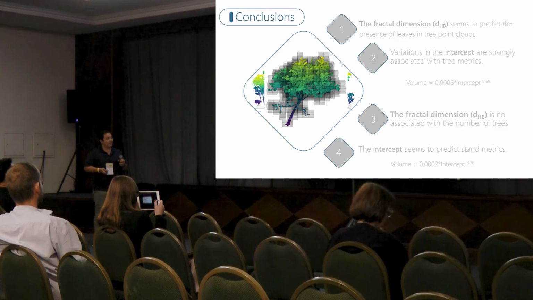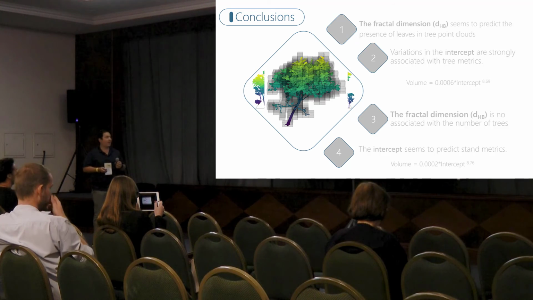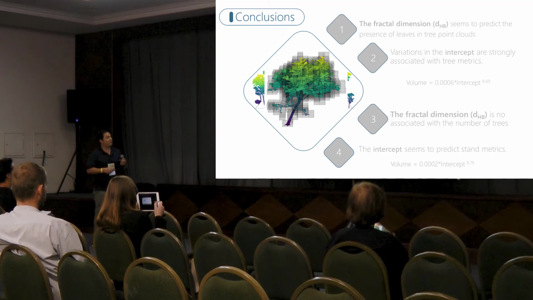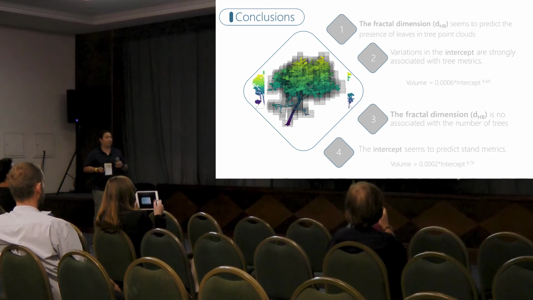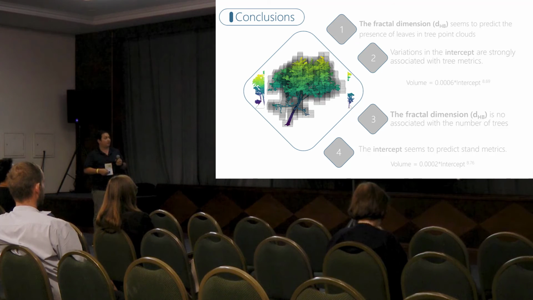Then, the stand-level fractal dimension doesn't seem to be associated with the number of trees. We need to explore a little bit the effect of gaps, or the effect of clumping of trees, on this fractal dimension. And then the intercept seems to predict some metrics, and those are represented by these equations. There is a lot of room for improvement, and we are exploring that on real plots.